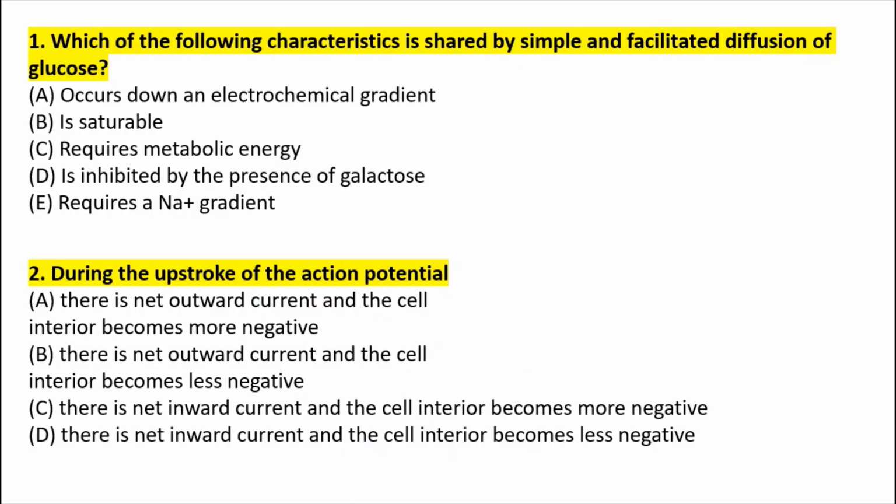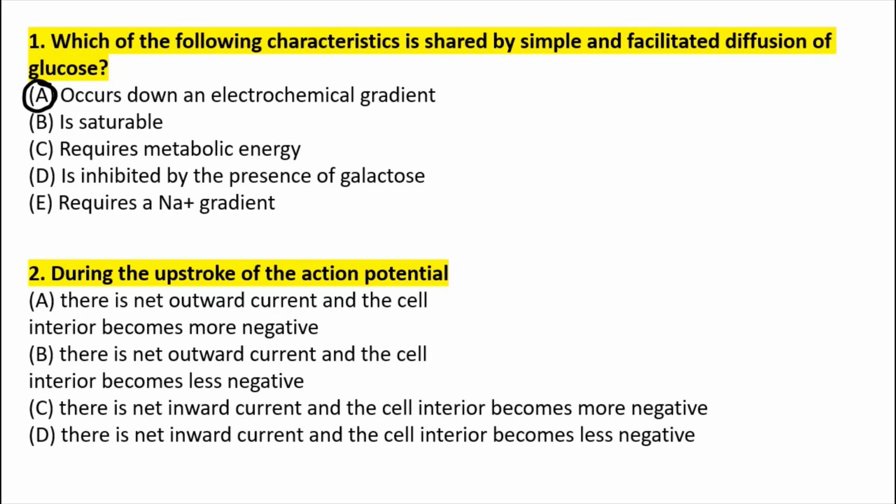Okay, question 1 says, which of the following characteristics is shared by simple and facilitated diffusion of glucose? A says, occurs down an electrochemical gradient. So this is correct. Simple and facilitated diffusion both occur down an electrochemical gradient.